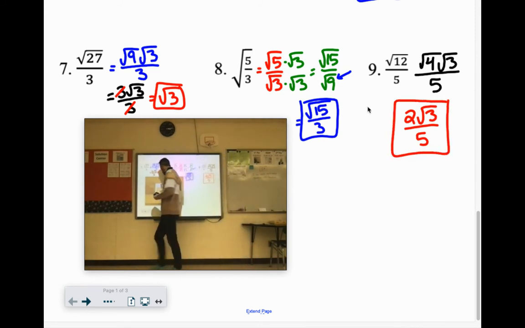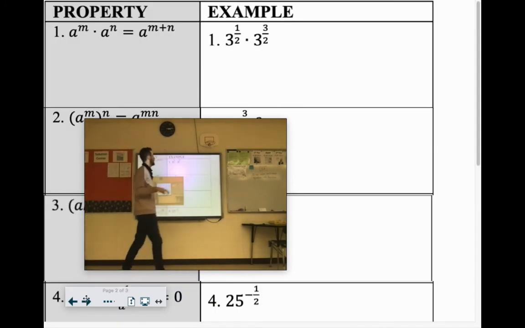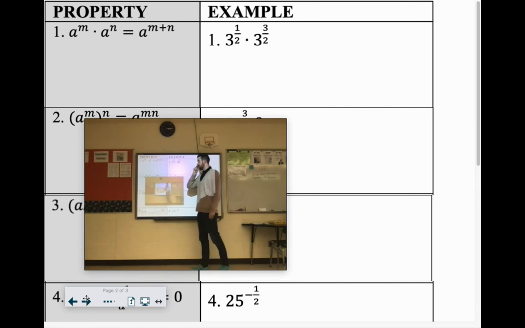Now we're going to bring in some exponents that might have some fractions on them, but the same properties. Exponent properties, when you multiply and you have the same base, remember you add the exponents. So here, the base is 3.